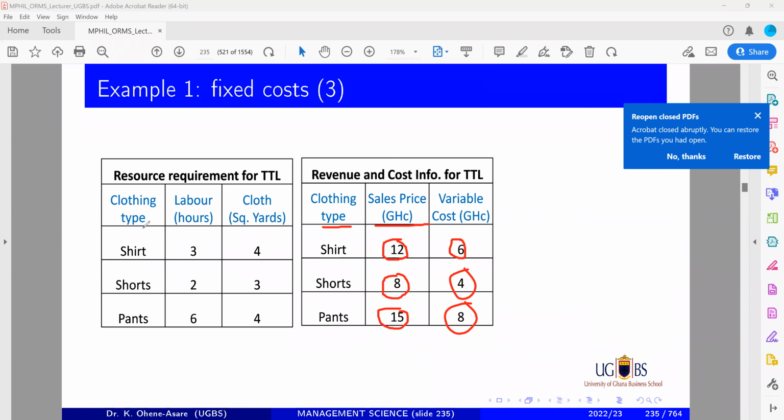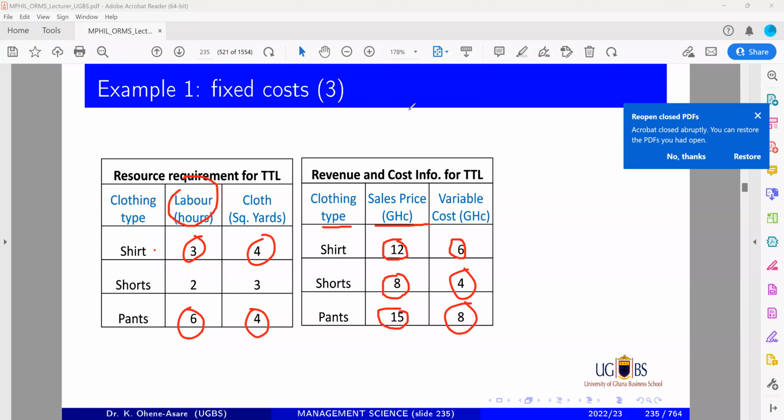Now let's go to the left part of the table. I will need a certain material to produce the shorts, and I will also need a certain labor time to produce it. If I want to produce a shirt, I need 3 hours of labor time and 4 yards of cloth. If I want to produce pants, I need 6 hours of labor time and 4 yards of cloth.